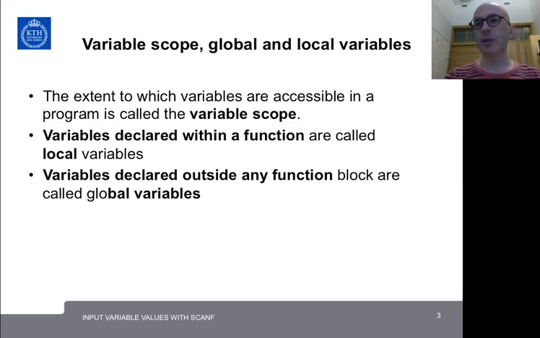A variable scope is the extent to which variables are accessible in a program. In other words, the variable scope is the part of the program within which the variable can be used. Local variables are variables declared within a function, while global variables are simply declared outside any function and can be used in different functions.